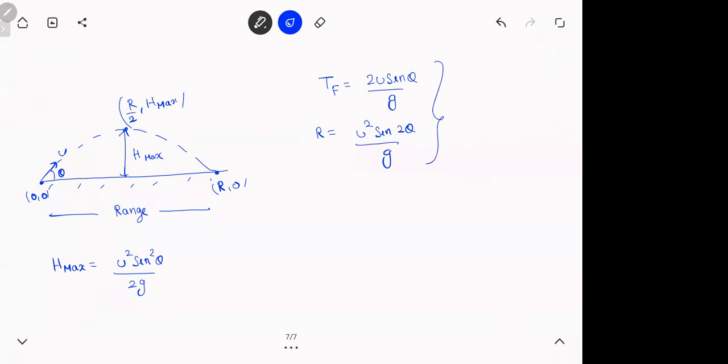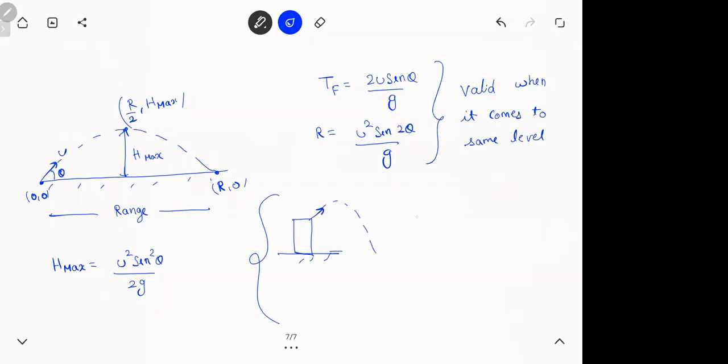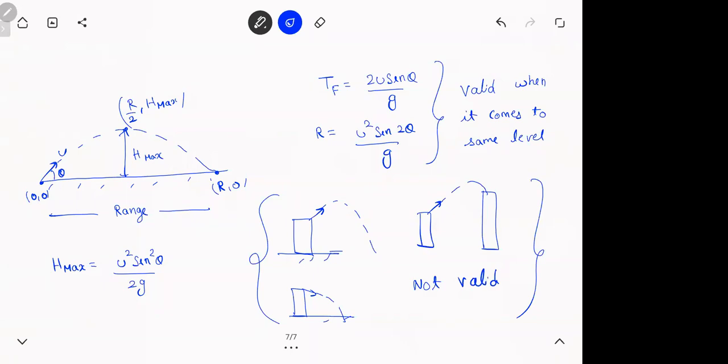Important thing, these two formulas are valid only when you come to the same level. Not same point, same level. Remember that. Got it? So these cases are excluded, like which we have written already. If you throw like this, or like this, or like this, these cases are not valid. You can't use time of flight and range for these kinds of cases. That has to be done separately, which we will see later on.